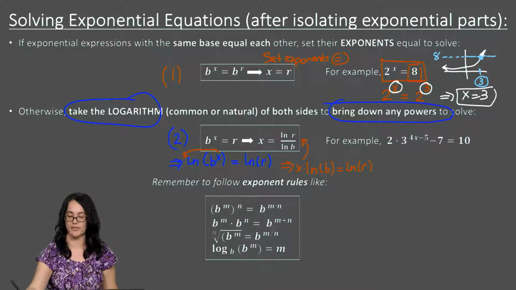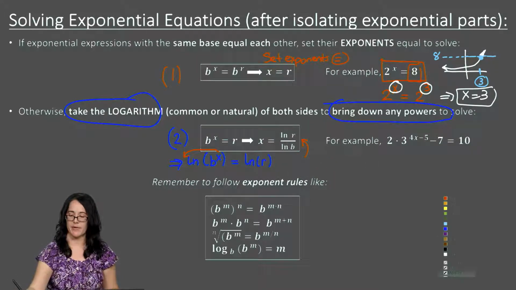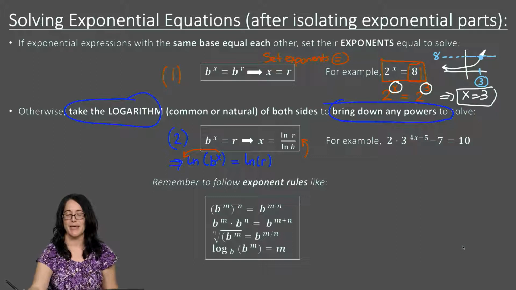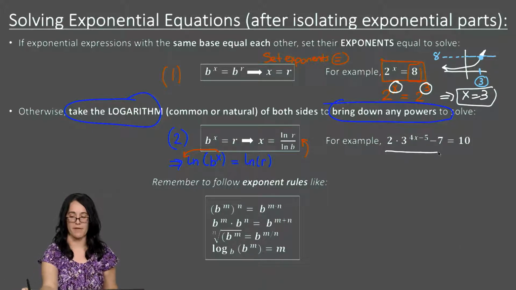Okay, well, let's apply that to an example here. Let me make some space. So in our example of an exponential equation here, we're dealing with something pretty complicated. Not as complicated as we'll get later, but pretty complicated. It says 2 times base 3 raised to the power of 4x minus 5, subtract 7, is supposed to equal 10.